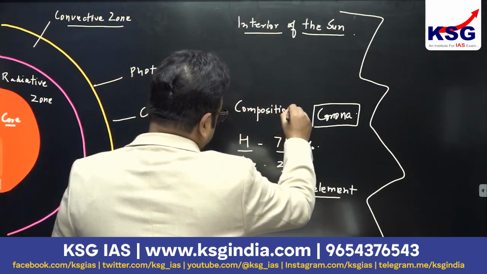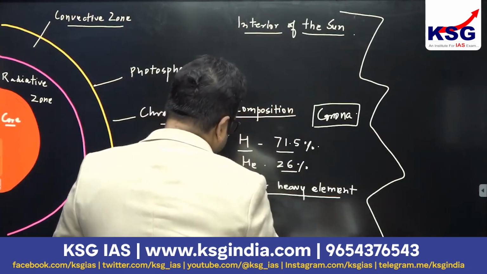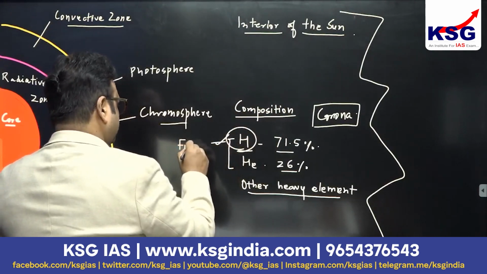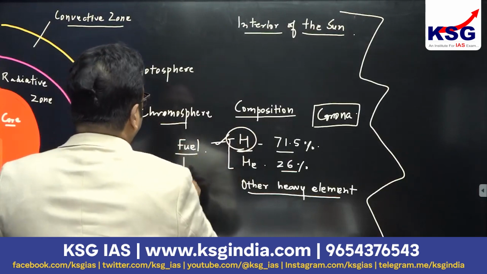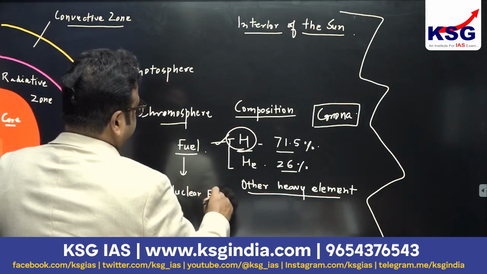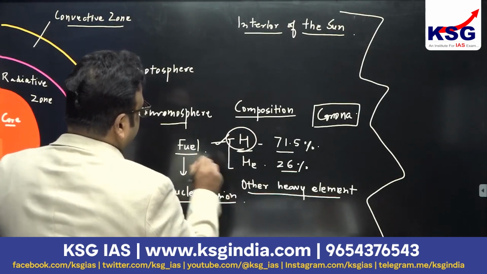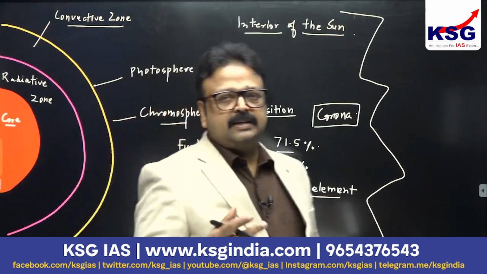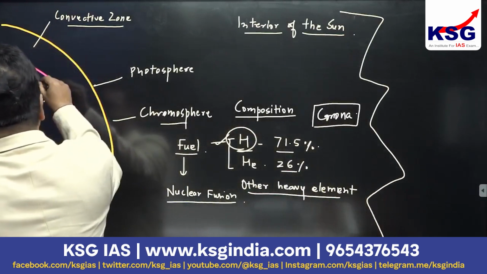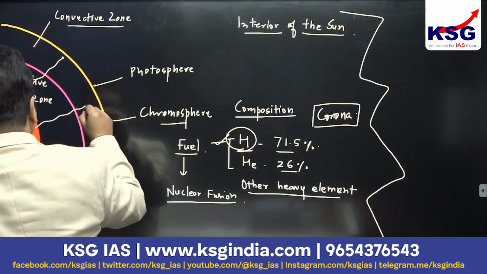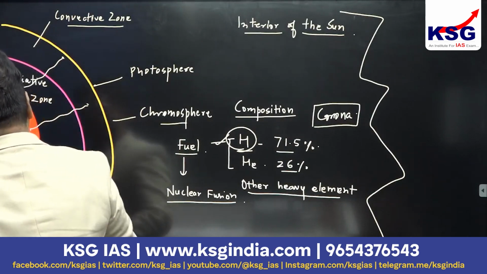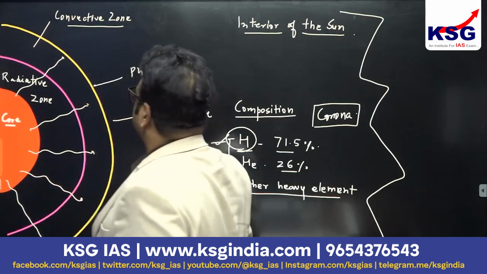Out of these gases, hydrogen is the fuel that is involved in the nuclear fusion reaction. And this nuclear fusion is responsible for what? The energy the sun is radiating. So the radiation travels through these zones and reaches the convective zone. Fine, and this is the interior structure.